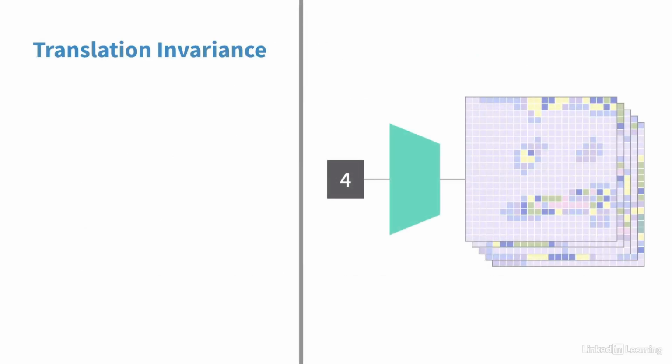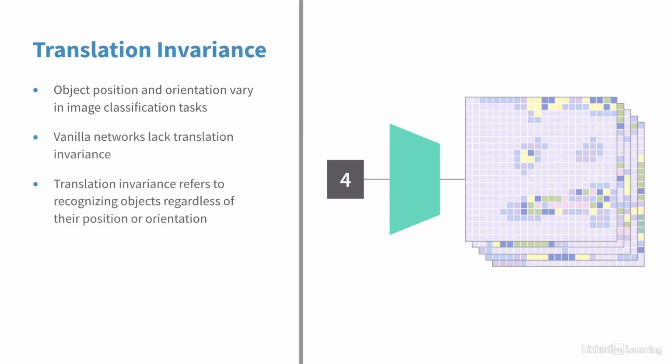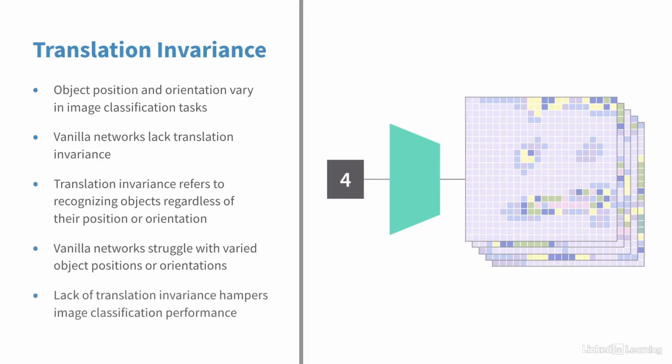In image classification tasks, the position of an object within an image often varies. Vanilla neural networks lack translation invariance, meaning they struggle to recognize an object if it appears in a different position or orientation than what the network was trained on. This limitation can severely hinder the performance in image classification tasks.